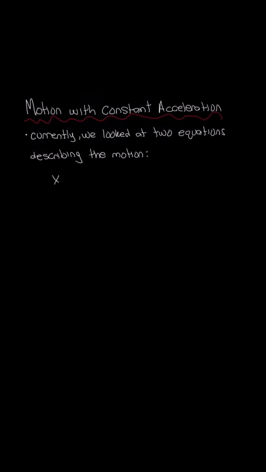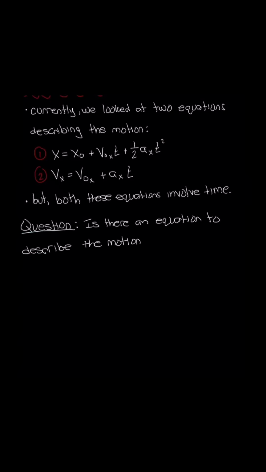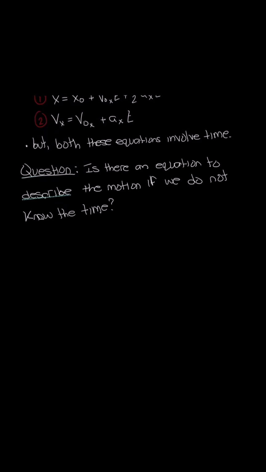So today we're going to continue looking at motion with constant acceleration. Previously we derived these two equations below concerning motion with constant acceleration. Both these equations involve time. So a question can be asked: is there an equation that can describe the motion if we do not know the time? And the answer is yes.